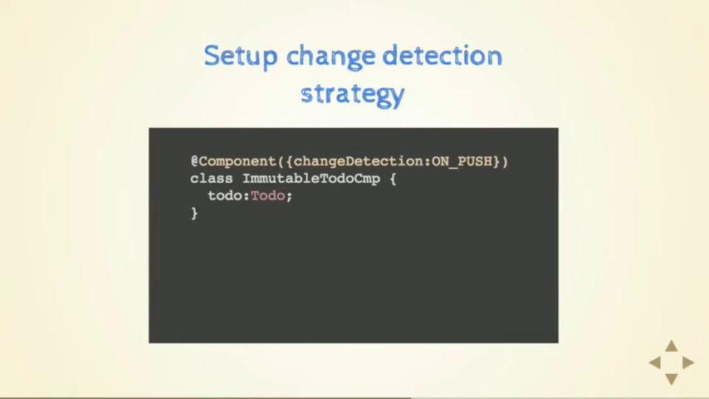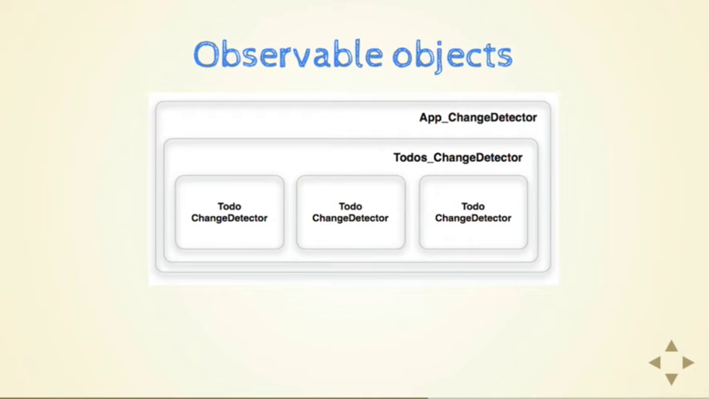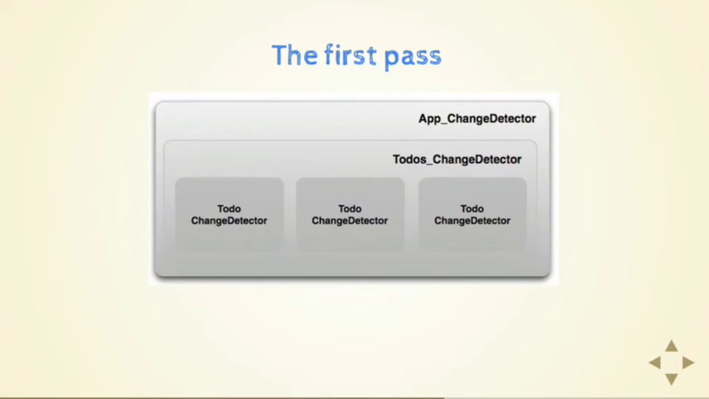To set it up, we can just add some additional parameters to the component annotation or decorator: change detection on push, and that's it. We could also use observable objects that are responsible for changes and for firing change events by themselves, not by the framework. The framework just waits for a change event for each change detector. After the first pass, the application finds that nothing happened and just waits for what will change first.